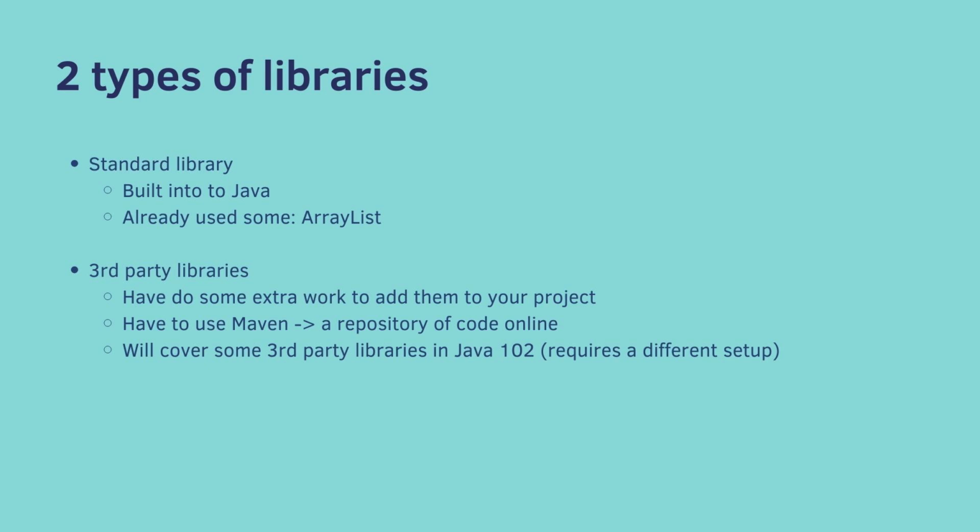There's also third-party libraries, but you have to do some extra work to add them to your project. One example is to use Maven. Maven is a repository of code online. We're going to cover third-party libraries in Java 102, how to set it up and how to use them, but basically it requires a different setup than we currently have.